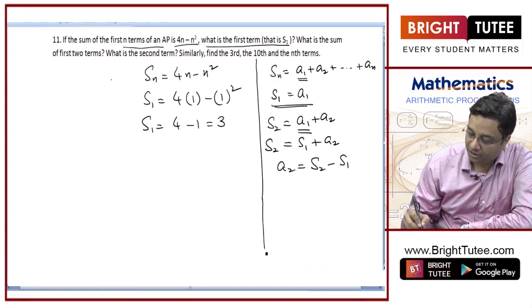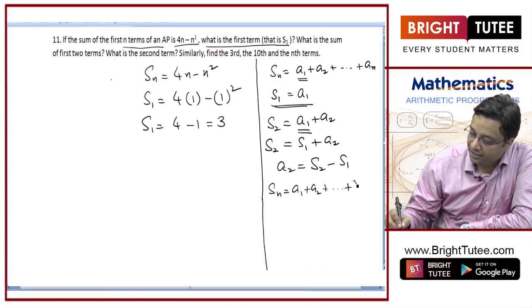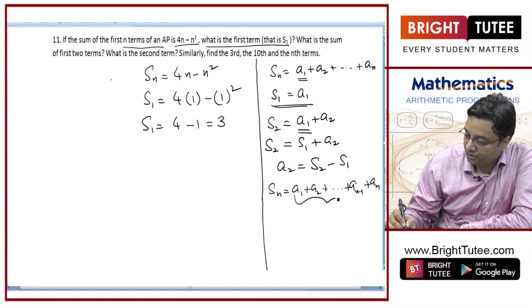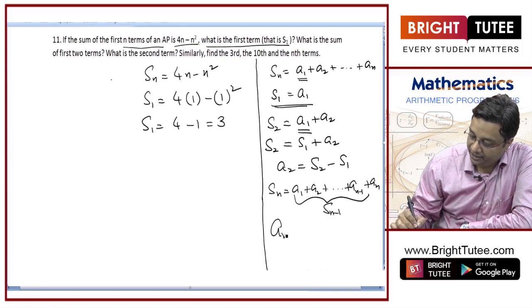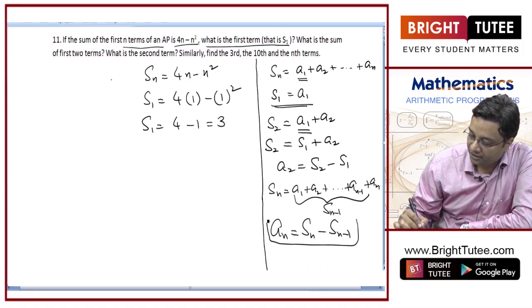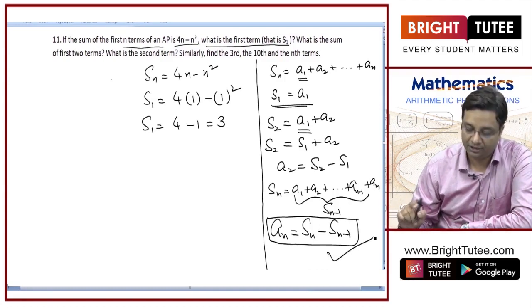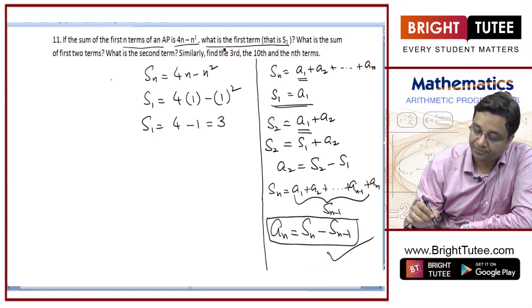And we discussed in the introduction part that Sn is equal to A1 plus A2 plus up to An minus 1 plus An, right? And this portion can be termed as Sn minus 1. So An is equal to Sn minus Sn minus 1. We will use this concept while solving this question. So let's move on to the question now.